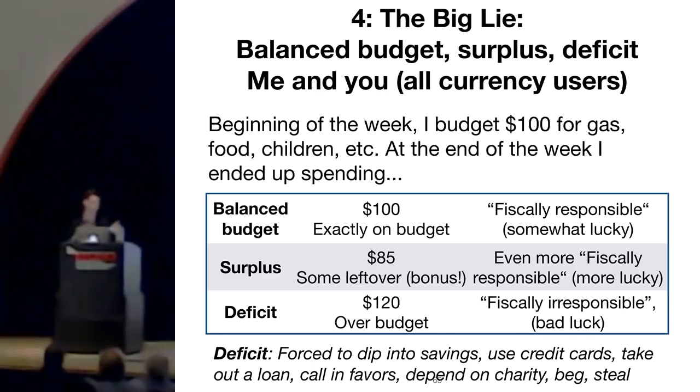With a surplus, we budgeted $100 at the beginning of the week. At the end of the week, we spent $85. We have $15 left over. We can give ourselves a treat. We could treat our family. We were even more fiscally responsible, and probably a little more lucky.